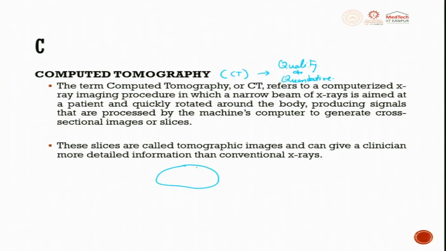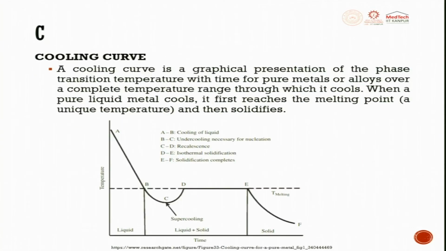Now, how do you get this one layer of information? Either you rotate the object or you rotate the source. You rotate one of them and then try to get the layer of information. When you stack several of these layers and reconstruct them, it forms a 3D object. These slices are called tomographic images and can give a clinician more detailed information than conventional X-ray.